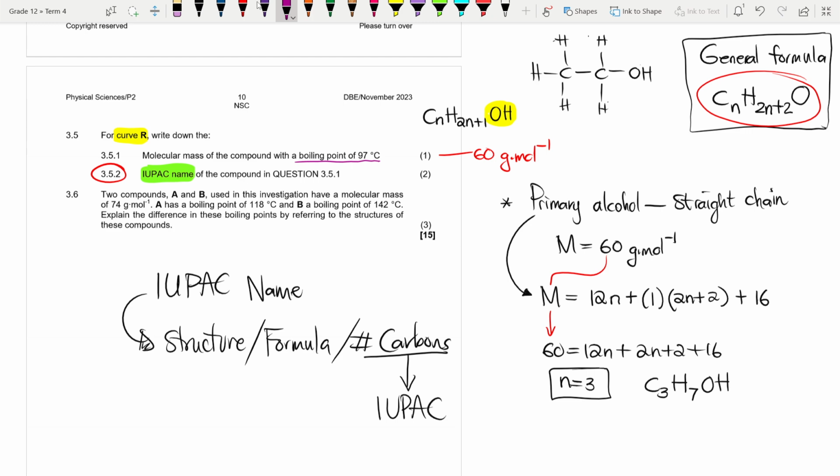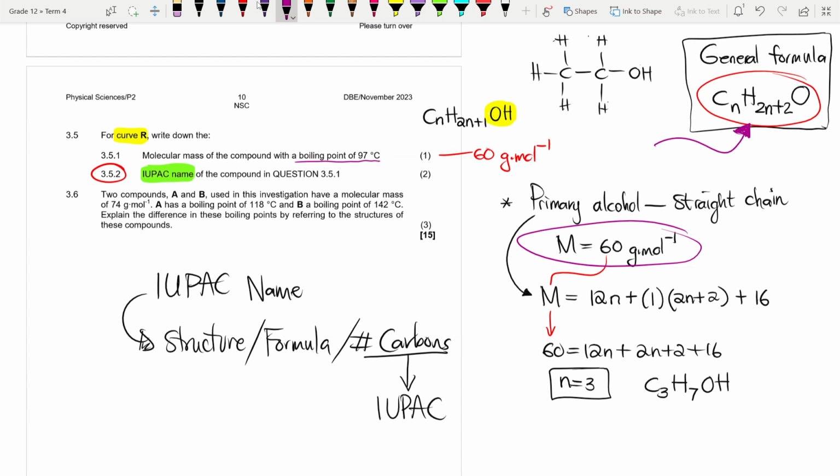Okay, so we have the molar mass. That's the first thing we know, or the first thing that we found from 3.5.1. So knowing the molar mass, what should come into your mind? And this is, again, a plan for this specific question, but it should set you up for any other question. When I see molar mass, what should come into my mind is I need the formula that I used to find the molar mass, but I don't even have the formula, so I have to write the skeleton of the formula, or the general formula that gives me a primary alcohol.